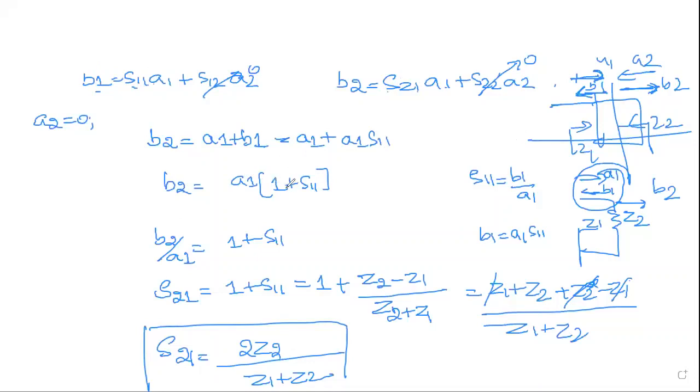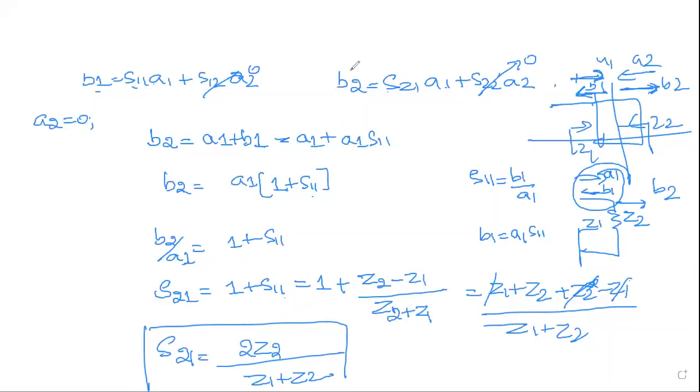So you will have 1 plus S11. Take A1 outside. Bring this to A1 here. S21 will be 1 plus S11. The value you have already written as Z2 minus Z1 by Z2 plus Z1. Simplify this, you will get S21.